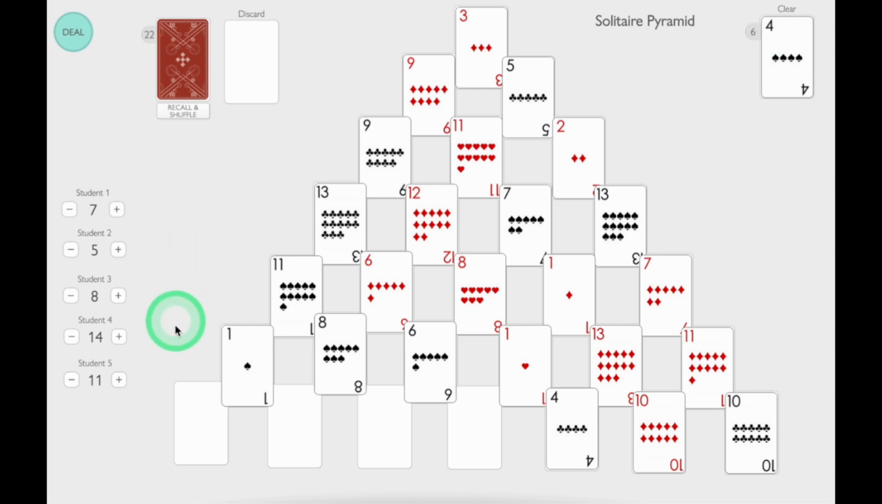Lastly, student 5's target number is 11. Student 5 can make 11 by doing 10 plus 1 using the newly exposed 1 in the second row with a 10 from the bottom row. Again, the game concludes when there are no more cards in the deck or when the pyramid is completely cleared.